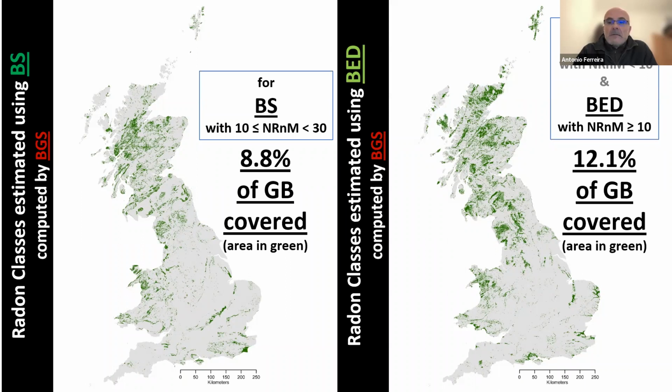On the right, when a BS geology has less than 10 measurements, we use the following layer of geological detail, BED, if its number of measurements is 10 at least. 12.1% of Great Britain has been covered by this one.